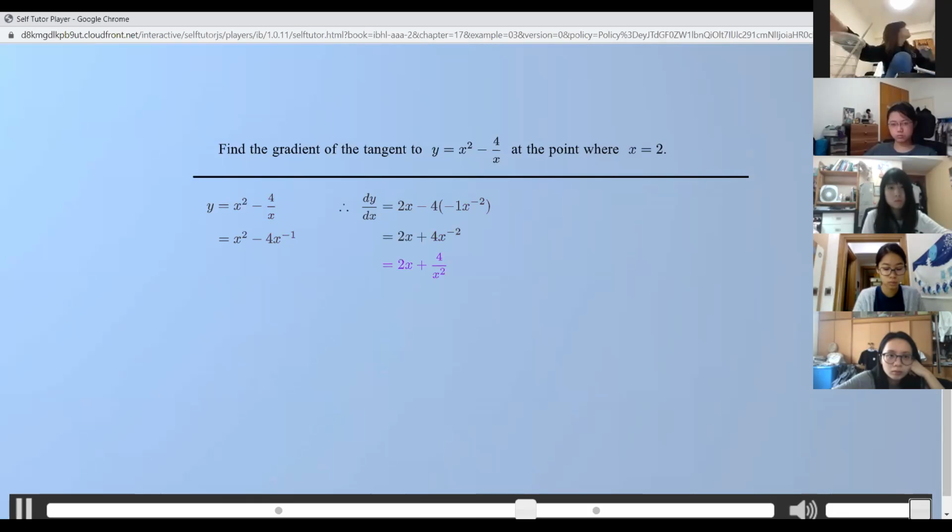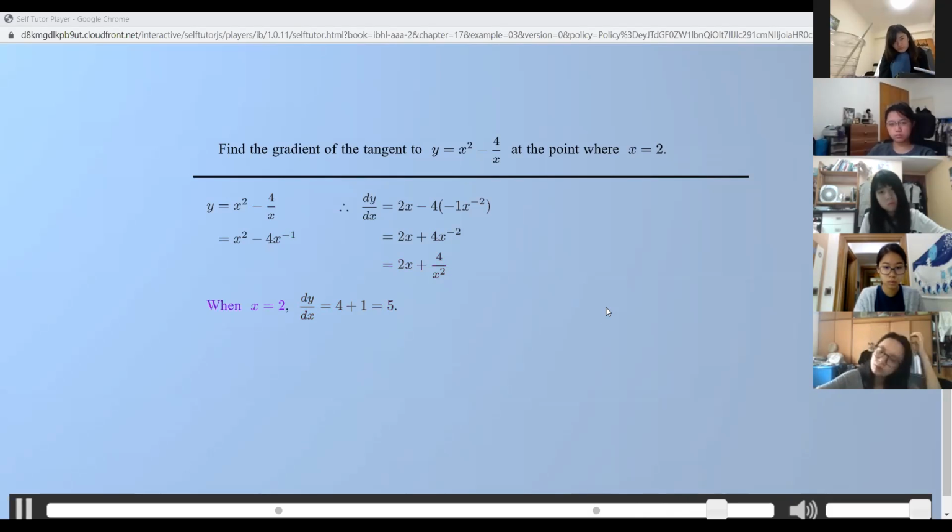This derivative function tells us the gradient of the tangent to the curve for any value of x. We substitute x equals 2 into the derivative function to find the gradient of the tangent at this particular point. The result is 5. So, at the point where x equals 2, the tangent to the curve has gradient 5. Does that make sense?